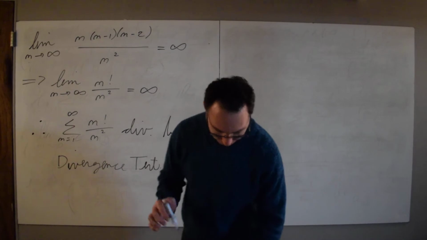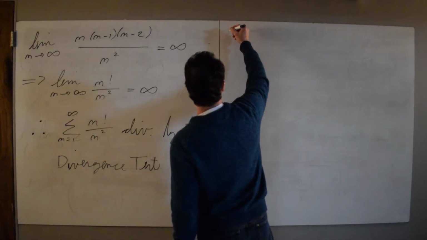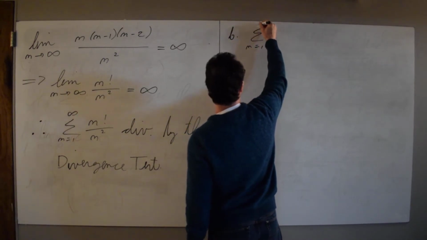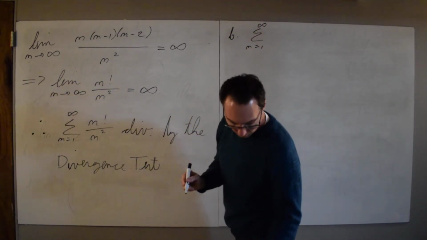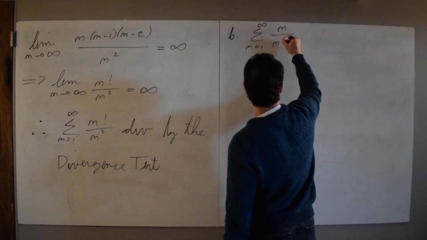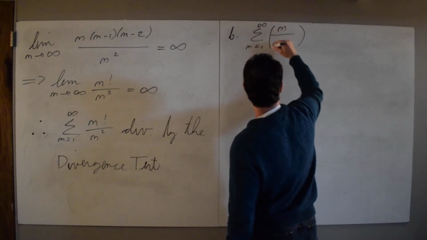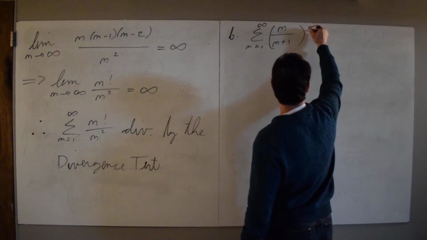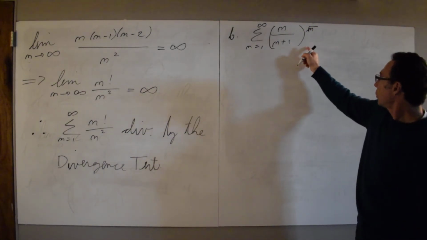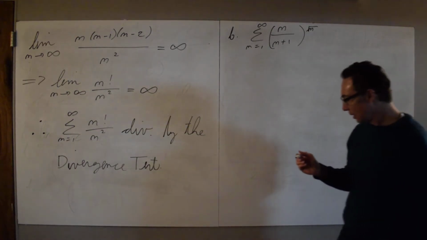Part B, we have the sum from n equals 1 to infinity of n divided by n plus 1 to the square root of n. Before we look at this directly, let's recall something.